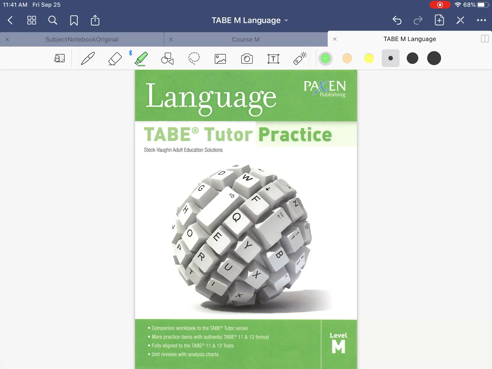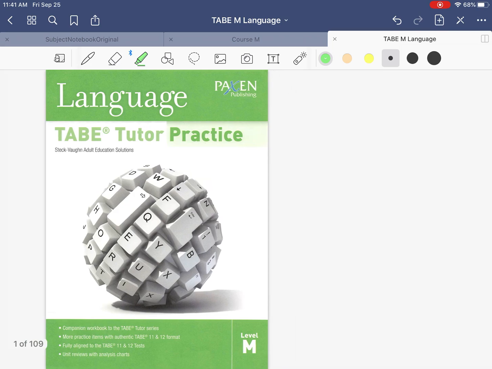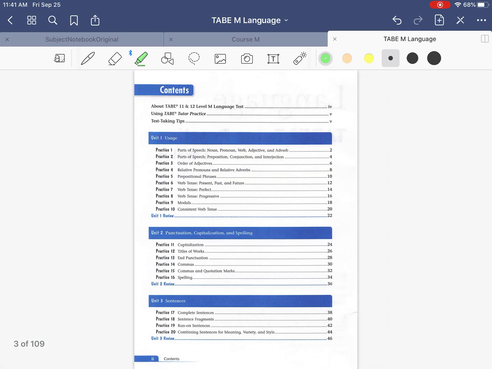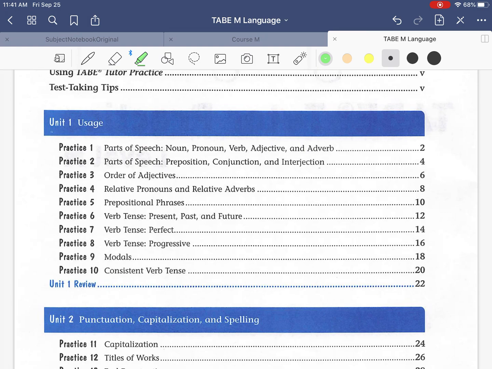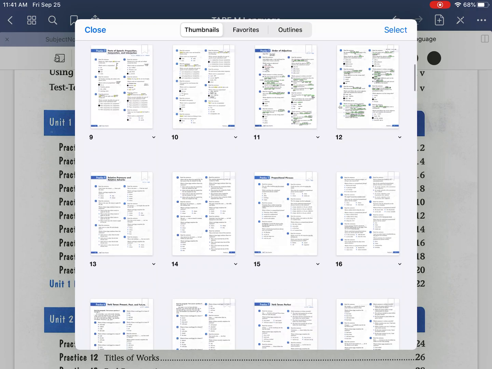In today's video, we are looking at lesson 4 in the language book. Practice 4, I'm sorry. I can't get used to that word practice. I've always called these lessons, but this is practice 4. And we're looking at page 8 for this one, relative pronouns and relative adverbs. So let me go to page 8.